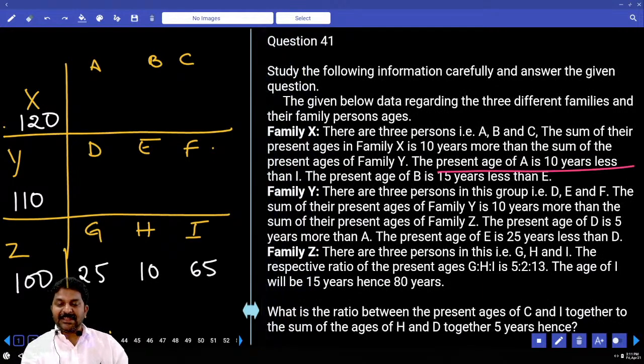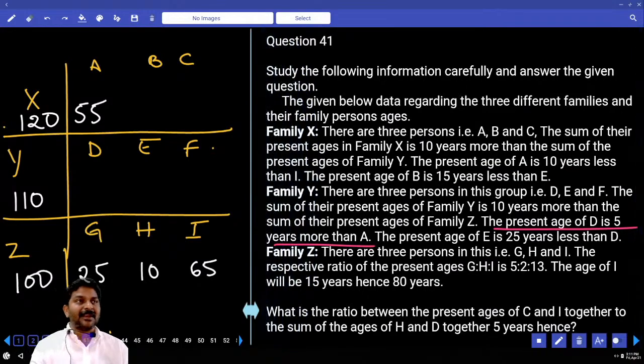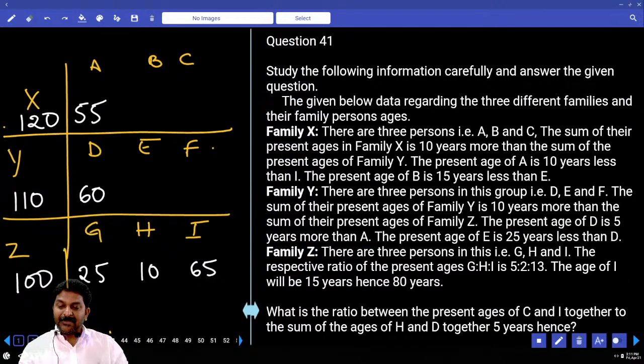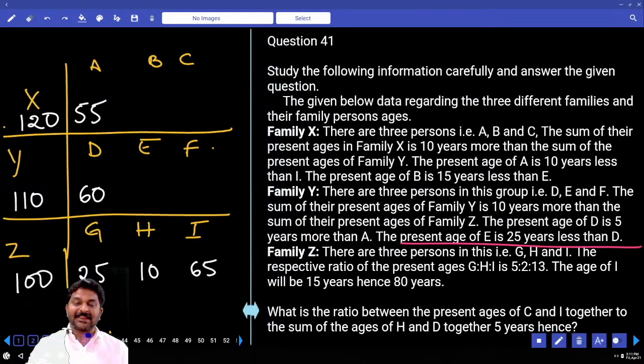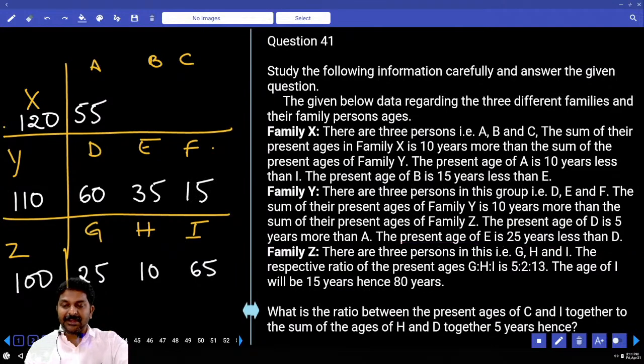A's age is 10 years less than I. How much is that then? 55. If you can recollect, D's age is compared with respect to A. The age of D is 5 years more than A. That means 60. And then E's age is 25 years less than D. 25 less than 60? 35. So out of total 110, we already have 95. Remaining is 15. Now we need B and C.